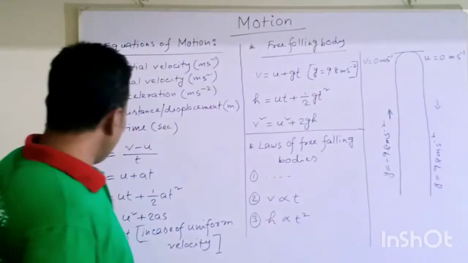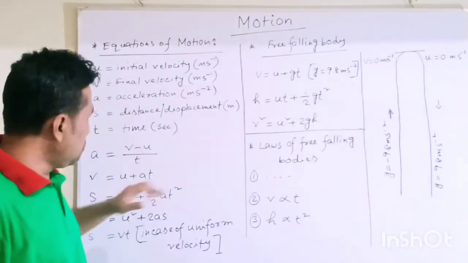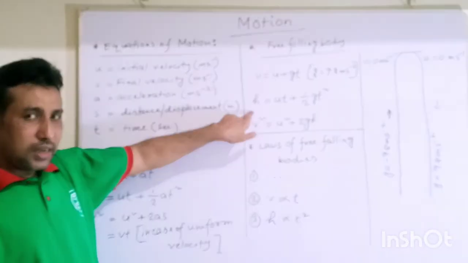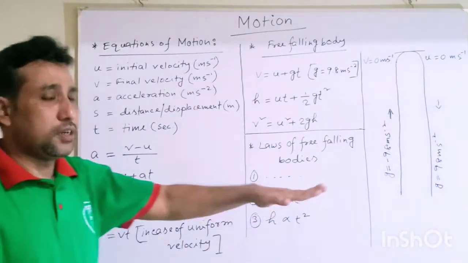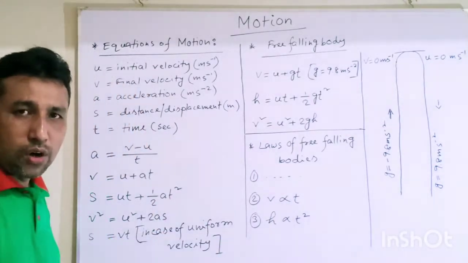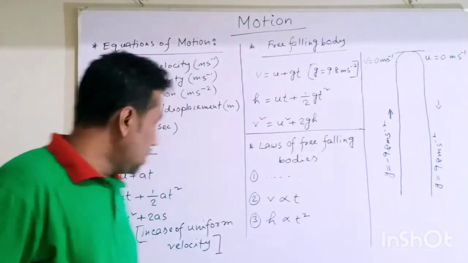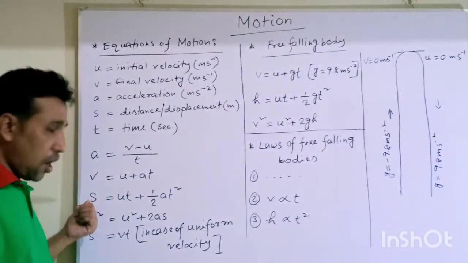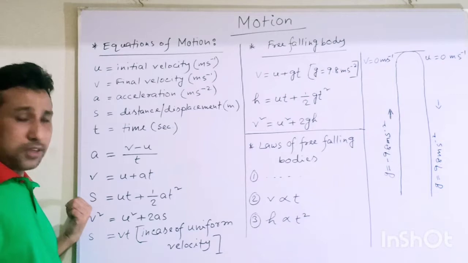Then come to the second one. You see S is converted to the H. S means displacement. When horizontally any object is displaced or travels some distance, then we can say it is the distance traveled by the object, or displacement of the object. In that case, we use the S.